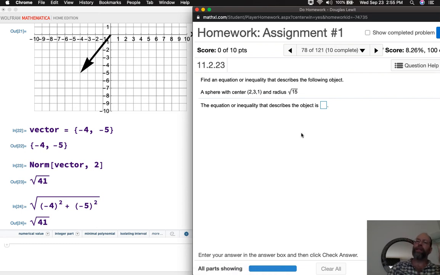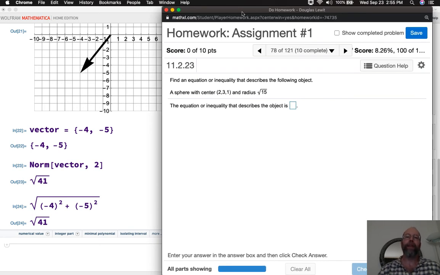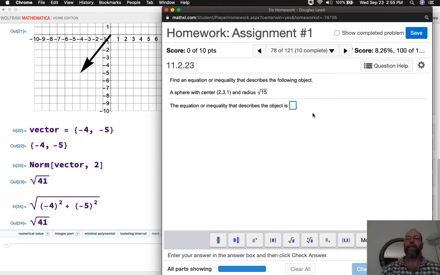Okay, we can take a look at this problem too, but I really wanted to do a problem where you have to figure out the equation of a plane given 3 points. So let's take a look at problem number 78. Find an equation or inequality that describes the following object. A sphere with center (2, 3, 1), x is 2, y is 3, z is 1, and radius the square root of 15.